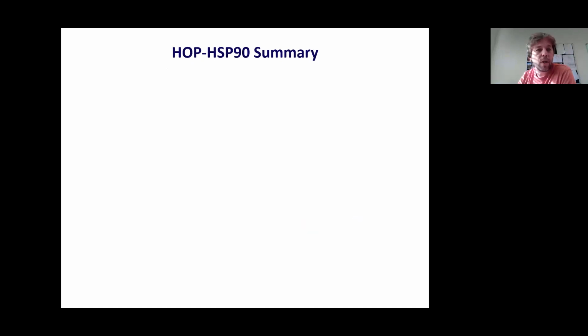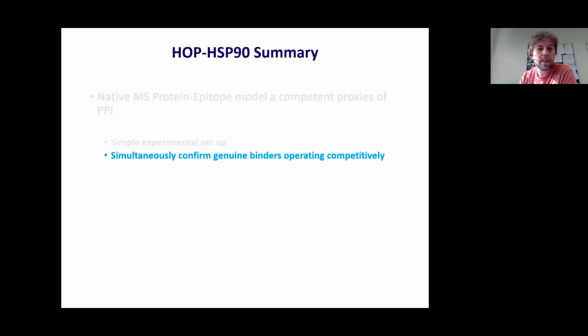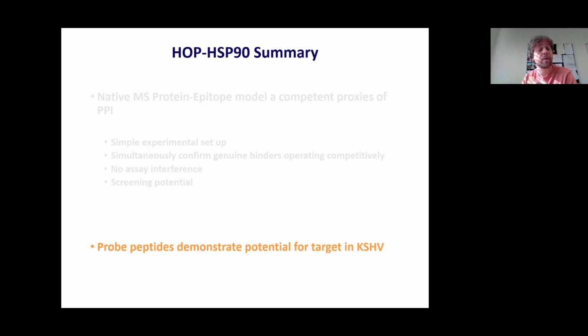So in summary for this, our native MS protein epitope model was shown to be a competent proxy of our protein-protein interaction, a simple experimental setup that simultaneously confirmed genuine binders operating competitively. Forgot to tell you how that works. I can answer that as a question later. There was no assay interference, and it has screening potential for more inhibitors later downstream. Also, these probe peptides demonstrate the potential for this PPI as a target for Kaposi sarcoma.